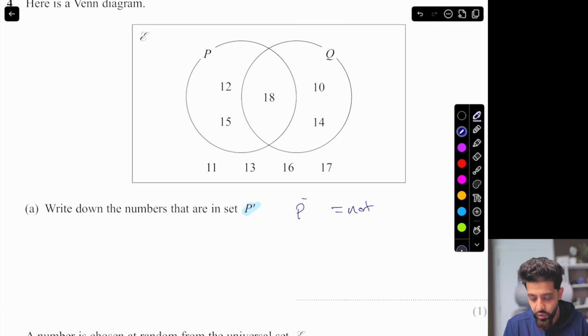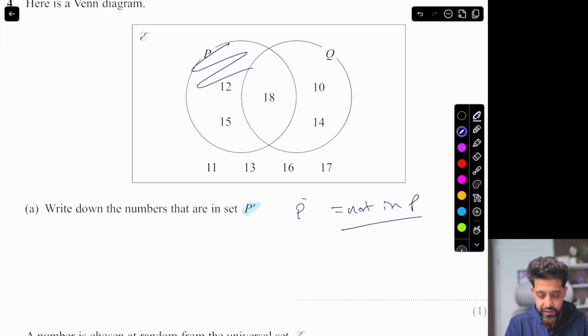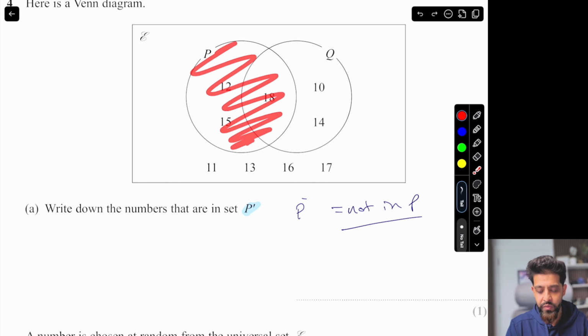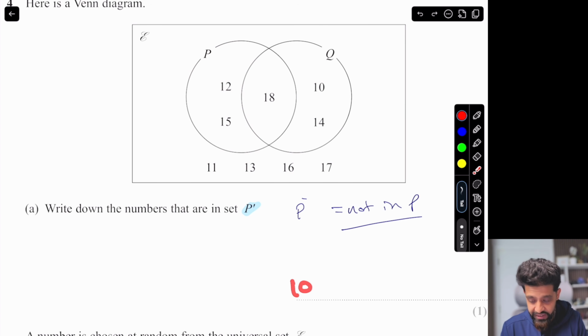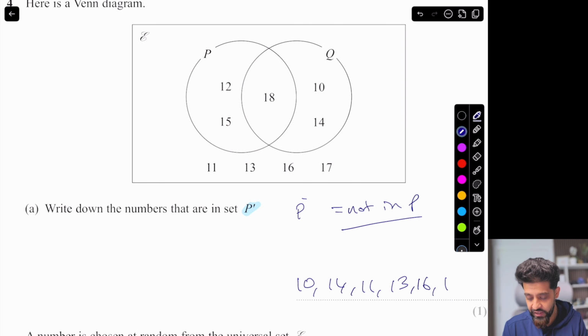Okay, so what is not in P? Well, if this is all your P circle, we color it out. What's not in there is that, and that, and that. So these are the numbers that you need to write down as your list. It doesn't have to be in order. So just do it as you see it. So 10, 14, 11, 13, 16, and 17. There you go.